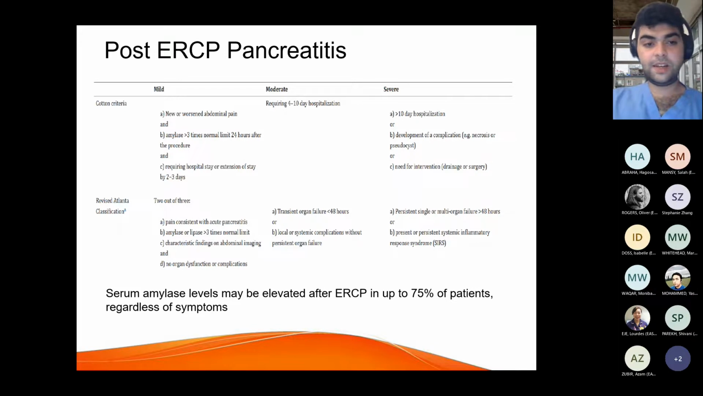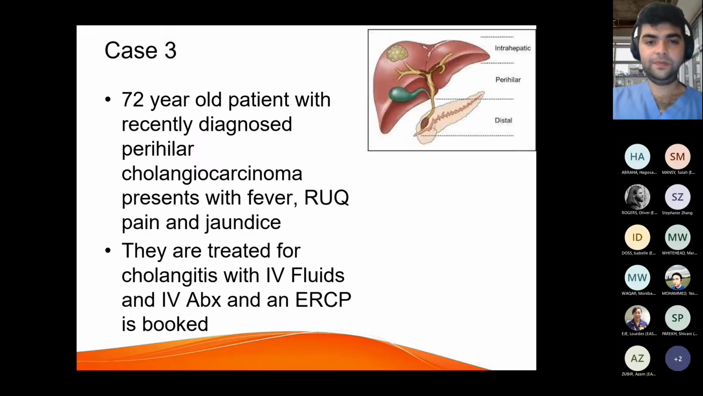One of them is the revised Atlanta classification, which is normally used for your standard pancreatitis. A criteria specific to ERCP is something called the Cotton criteria. The usefulness for a non-gastroenterologist is debatable. A lot of it is based purely on how long they stay in hospital, so it isn't something I would worry too much about. The third case that I'm going to go over is another case with a malignancy.